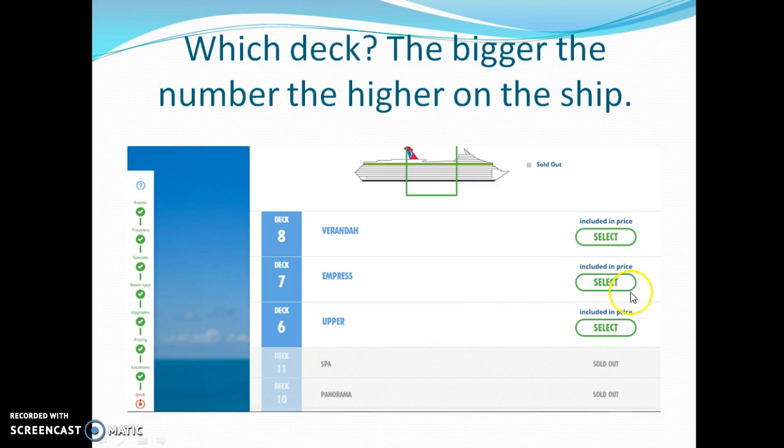Now, here on this screen, ordinarily what you'd see is this might be a higher price. This might be $1.20 per person per day more expensive than, say, upper. In this case, all of them are included in the price.